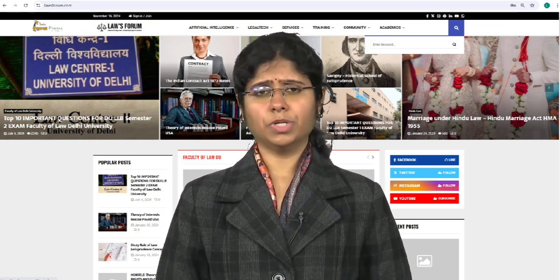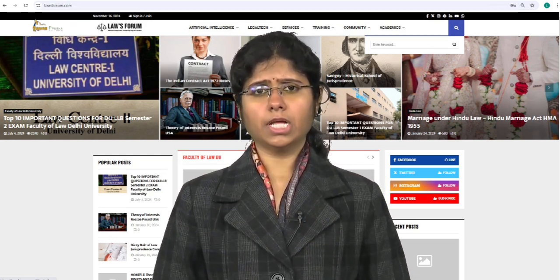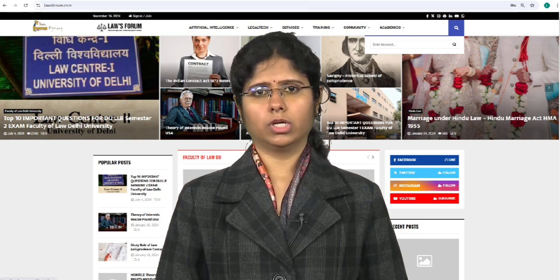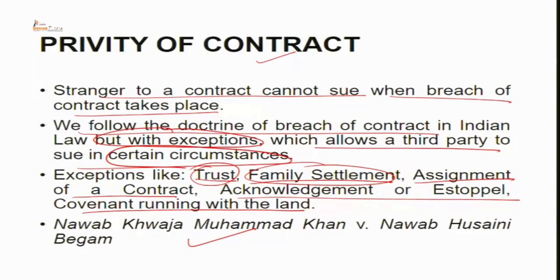Now in Nawab Khwaja Muhammad Khan's judgment also, this case basically has, if I may say, four characters. The contract was entered into between the father and the father-in-law of this lady, Nawab Hussaini Begum. At that time when this contract was entered into, Hussaini Begum and her would-be husband were minors. So on their behalf, their respective fathers entered into a contract, and in that contract the father-in-law of this girl promised that from the date of the marriage, he would pay some amount of money to his daughter-in-law as betel leaf expenses.